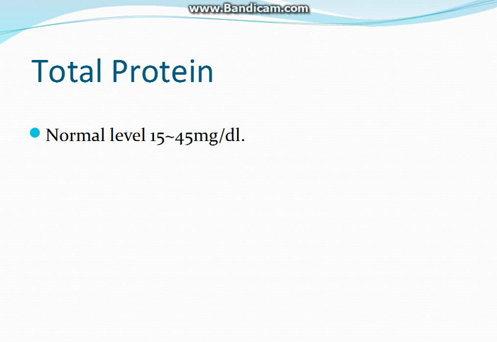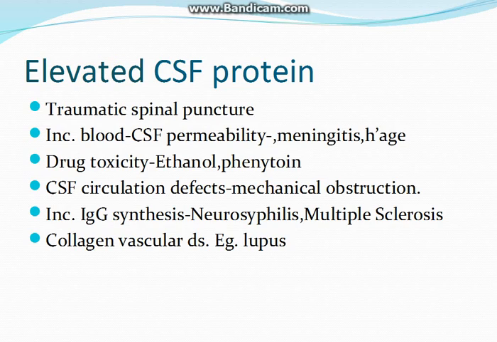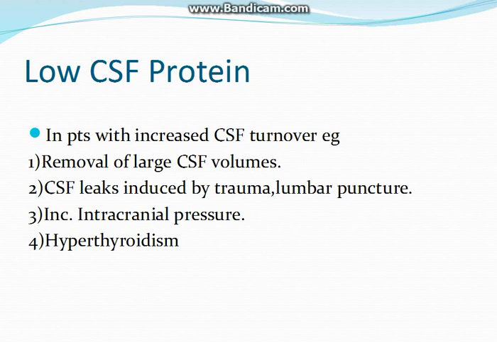Total proteins are around 15 to 45 mg per deciliter. An elevated CSF protein can be seen in traumatic spinal puncture, in meningitis, in cases of drug toxicity and mechanical obstruction, and in cases where there is increased immunoglobulin synthesis and collagen vascular diseases. Low CSF protein can be seen in patients with increased CSF turnover, like increased removal of CSF, in CSF leaks, and in cases of hyperthyroidism.